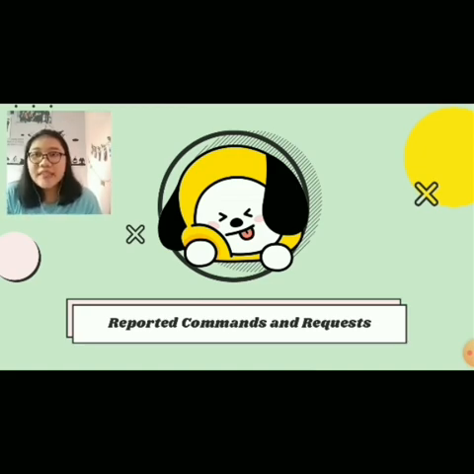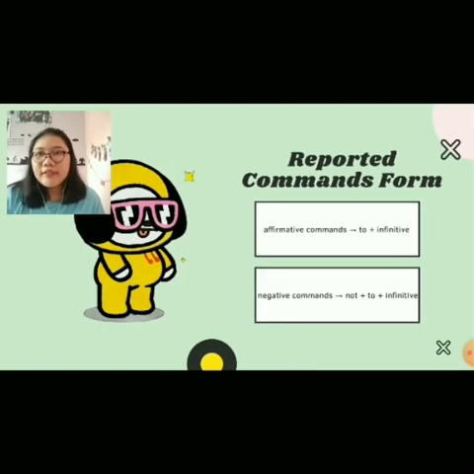So the next material is about reported comments and requests. But first, before we go to the next slide, I want to explain a little bit about reported speech. Reported speech usually talks about the past, so we normally change the tense of the words spoken. We use reporting verbs such as advise, ask, say, tell, and we may use the word that to introduce the reported words. So, okay, I will go to the next.